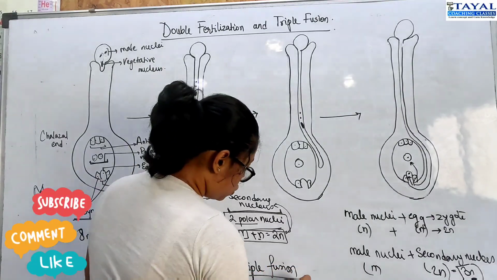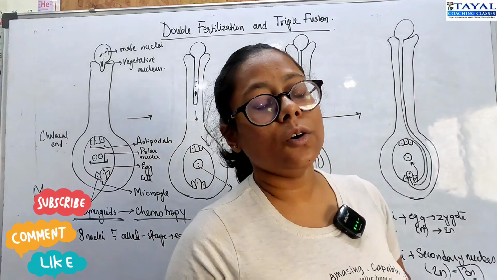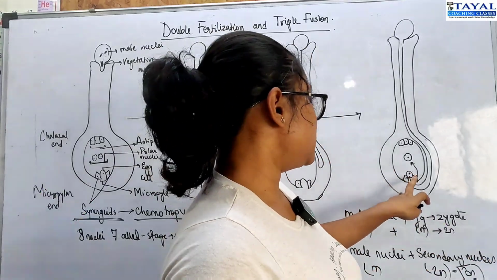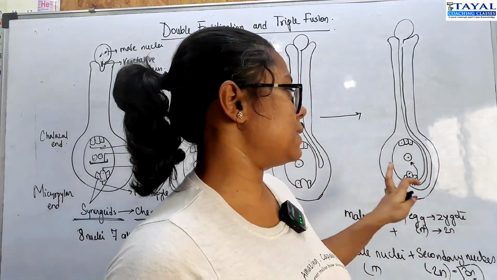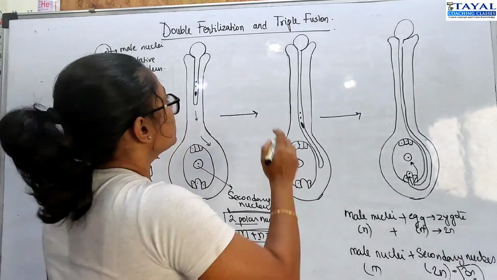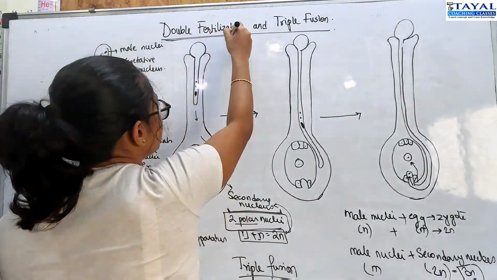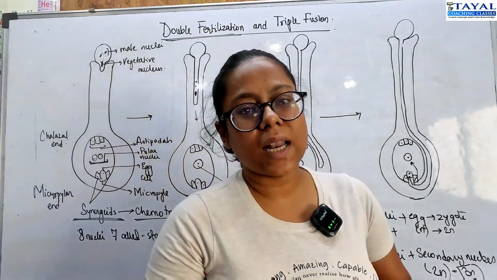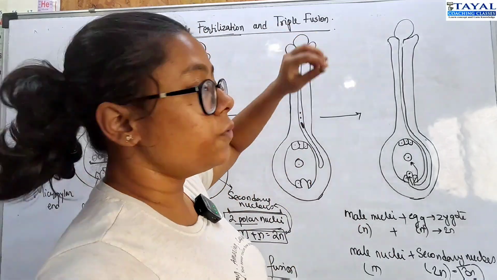And because two gametes or two male nuclei fertilize or fuse with two structures inside the egg apparatus, hence it is known as double fertilization. So that's double fertilization and triple fusion in plants.